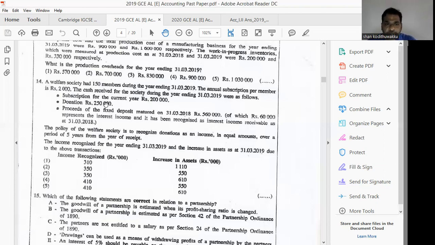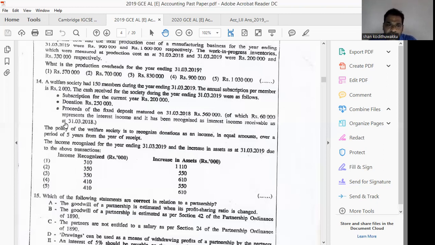The donation 250. Proceeds of the fixed deposit matured on 31st March 560, of which 60 represent the interest income, and it has been recognized as interest income receivable as at 31st March 2018. No, at the beginning receivable means it is relevant to the previous year. That means already they have accounted for it in the income statement. Therefore, we can't consider that 60,000 as income. It is already accounted for in the previous year.